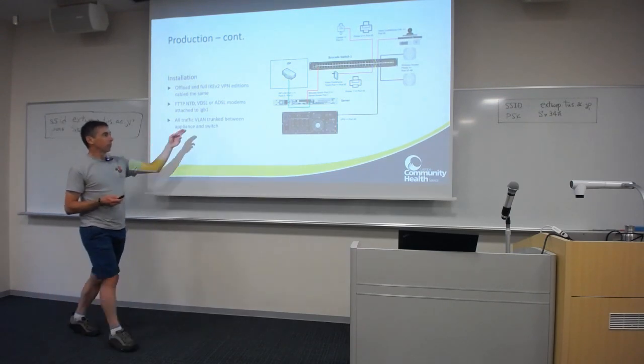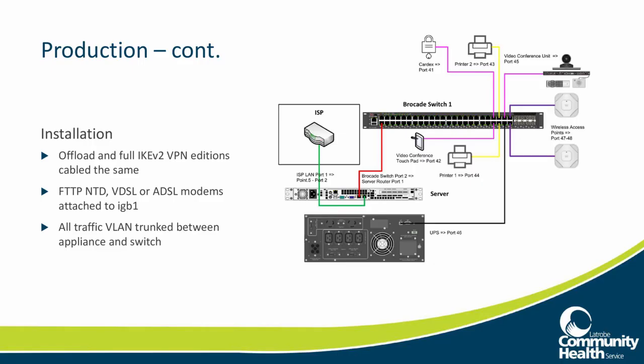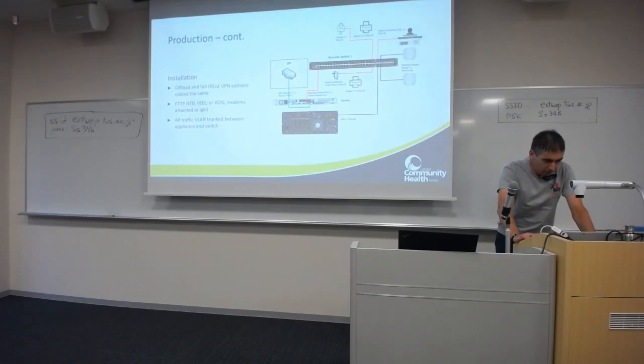So then you see the green line moves out to the ISP. That device there is any generic device that might be what our ISP needs to connect. That can be a fiber to the premises NTD or a VDSL modem, ADSL modem. And then all the traffic to VLAN.